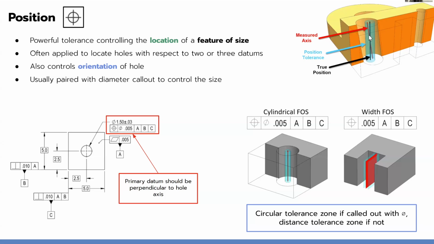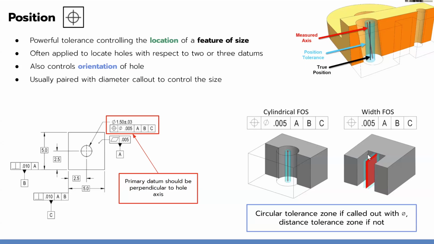So you can have a hole that's centered in the correct spot, but if it goes out to the side, then it's failing your position control. So position is really powerful. You can use it to control perpendicularity as well, or the orientation of a feature of size. Here, you can see it for something that's non-circular. This is the difference between the two tolerance zones. So if you add the diameter symbol, it'll make a cylinder around it. Otherwise, it just goes back to your linear dimensions, right?